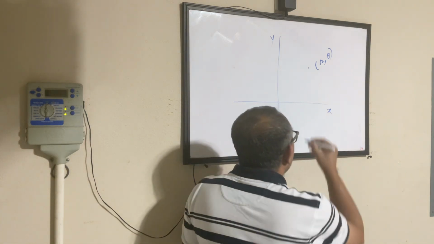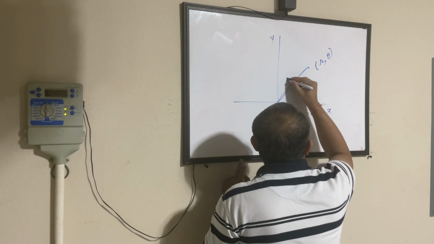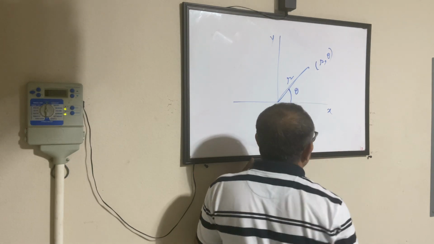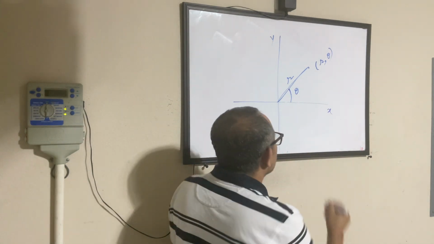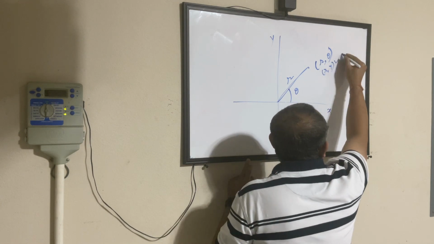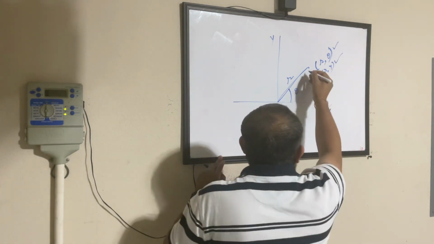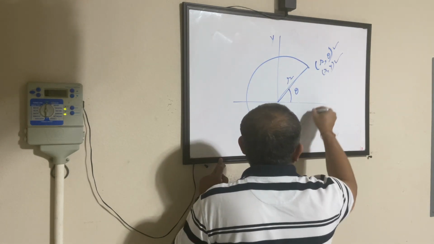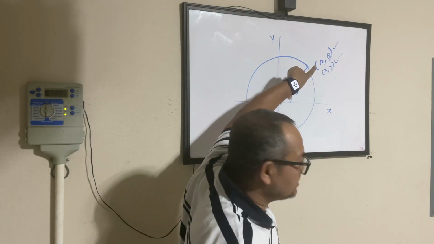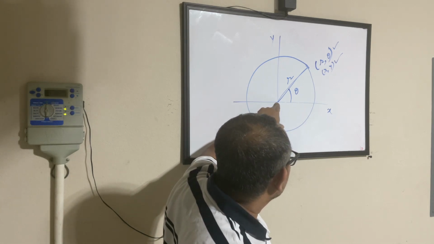Now, what is r? R is the distance from this point to the origin of the plane. This is the distance. And theta is the angle that it makes against the positive x-axis. So you can represent this as x comma y. This is your Cartesian coordinates and this is your polar coordinates. Now think of this like a circle. So basically this r is nothing but the radius of the circle that it makes against the origin, and theta is the angle.